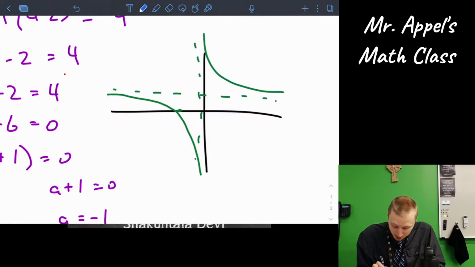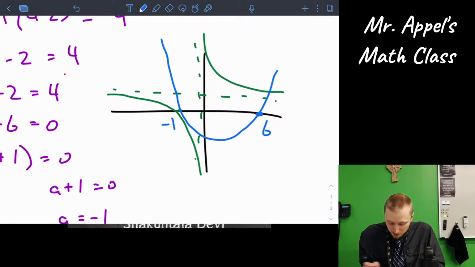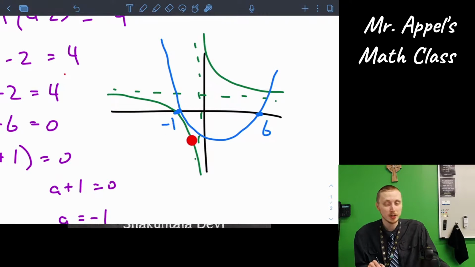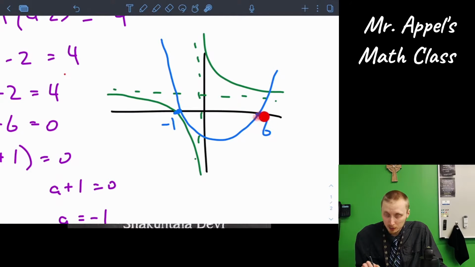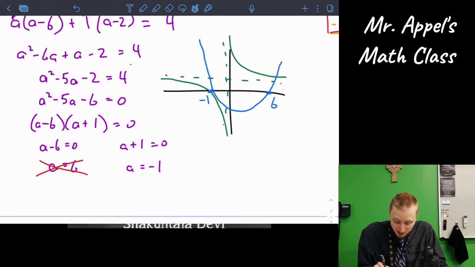And then we turned it into a parabola, right, that also intersected over here at 6. We don't want that. We only want the negative 1. They both share this negative 1 solution. They did not both share that 6, okay? The parabola gave us an extra that we didn't need. The real only solution is a is equal to negative 1.